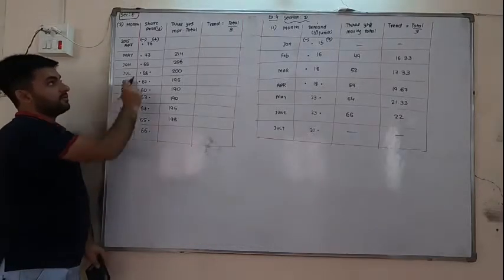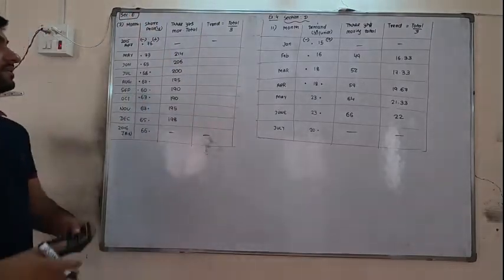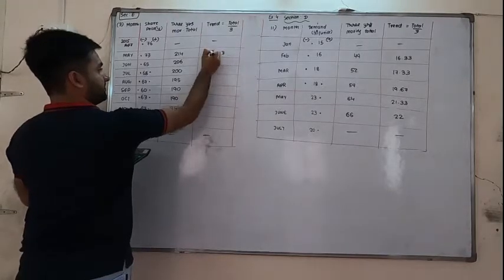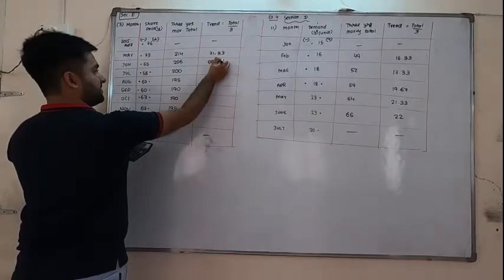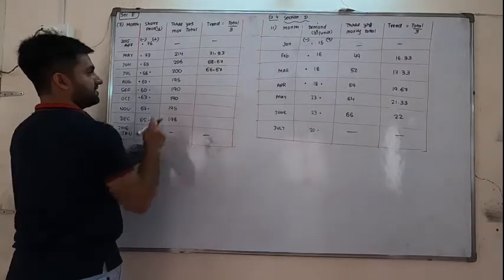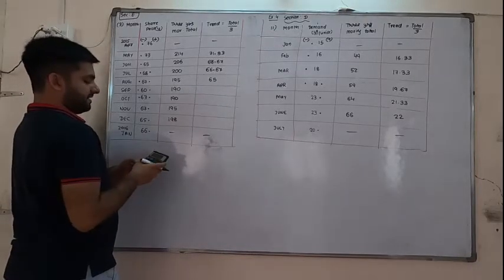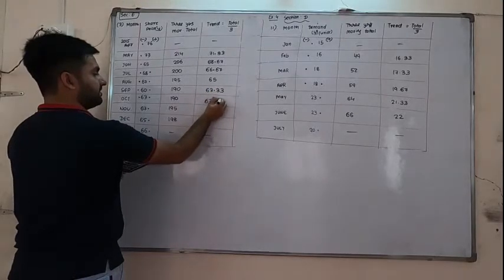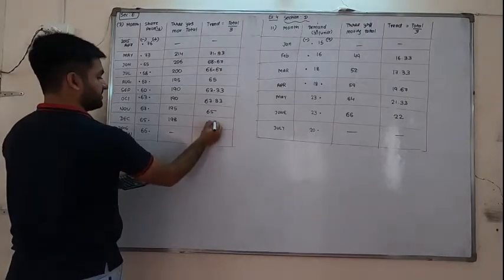Again, 1, 2, 3 dots are not here. Both this dash. 214 divided by 3, 71.33. 206 by 3, 68.67. 200 divided by 3, 66.67. 195 divided by 3, 65. 190 divided by 3, 63.33. Again 65, because these are same. 198 divided by 3 is 66.